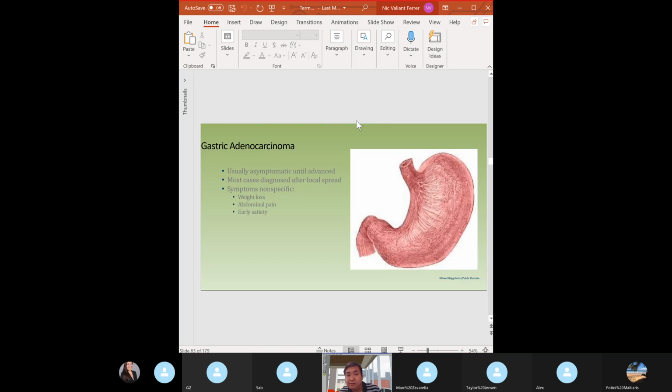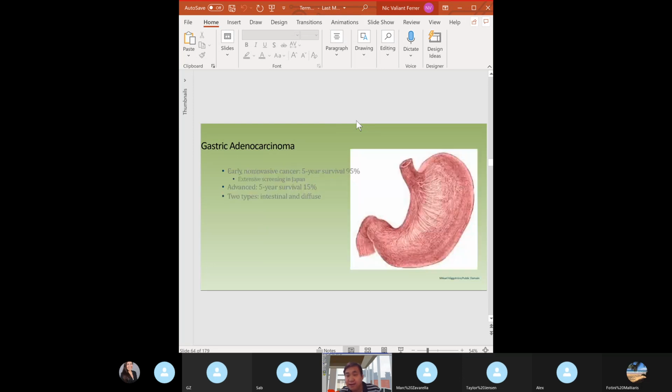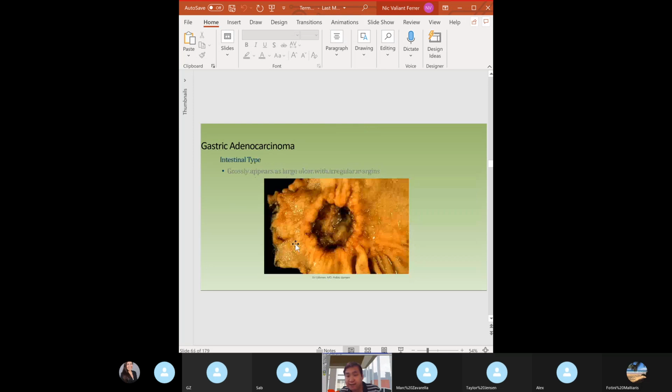Now, let's talk about adenocarcinoma. These are asymptomatic. Some symptoms are non-specific, right? I want you to know the two types, intestinal and diffuse. Those are high yield. So look at this one. This is intestinal type. So what can we see? It appears as a large ulcer. You can see irregular margins, right? It is protruding. It is big.